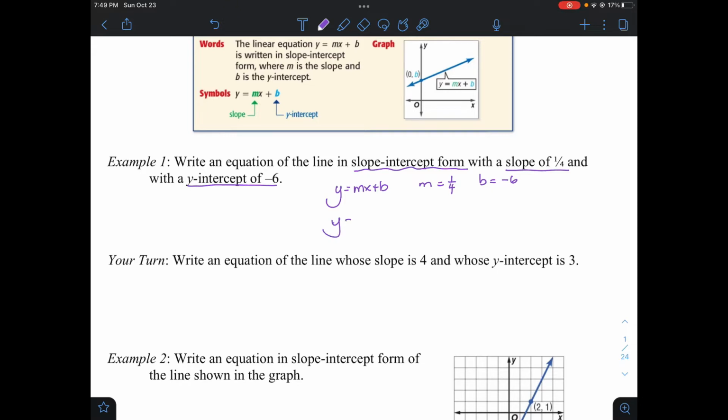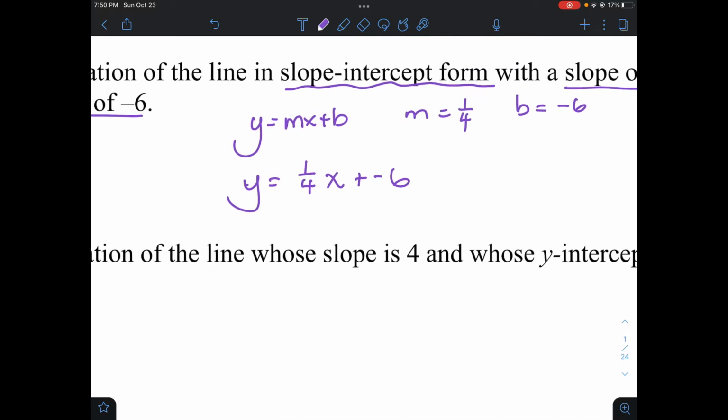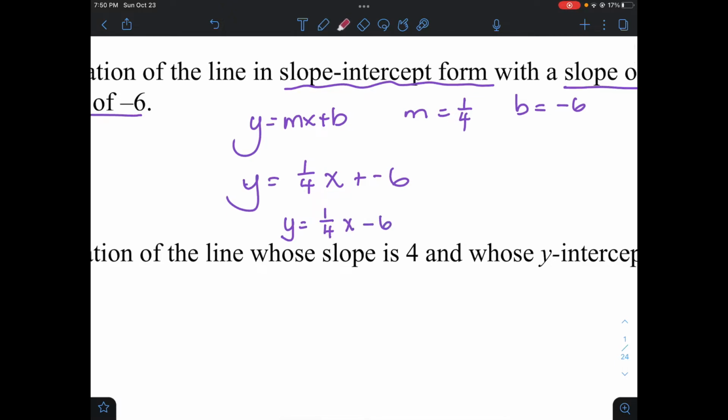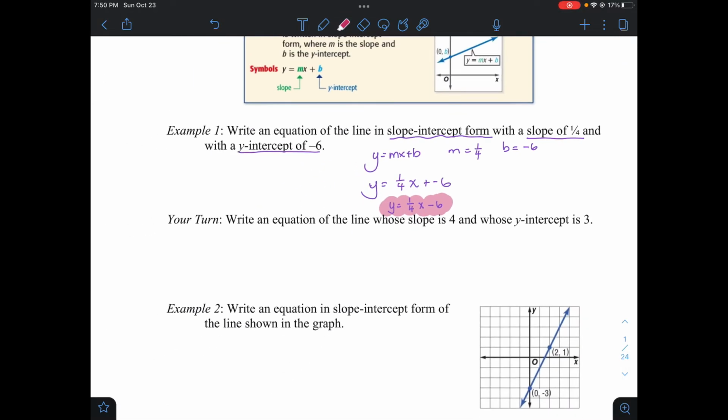So my equation is y equals 1/4 x plus a -6. But we know we don't really like to write plus and negative, so a better answer and our final answer will be y equals 1/4 x minus 6. Okay, so take a moment, pause the video, do the your turn, then come back and check.